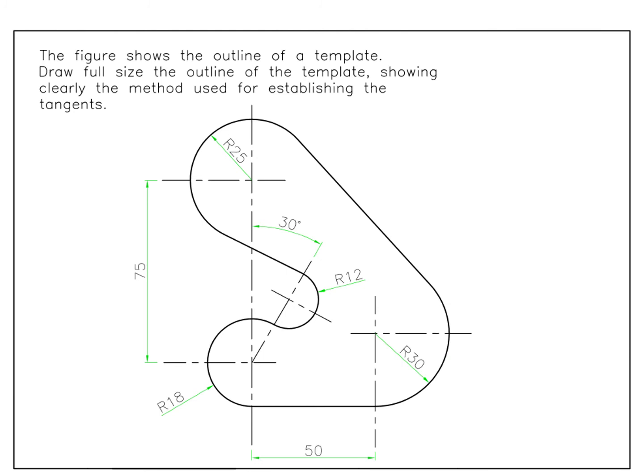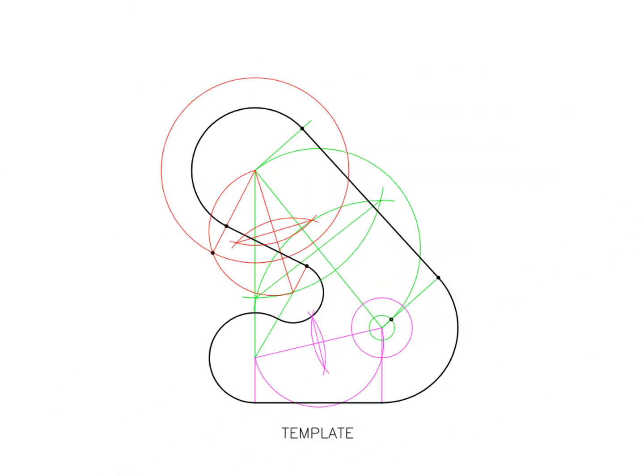Now let's apply these principles to the figure shown there. The figure shows the outline of a template, and we want to draw this template given these dimensions. The final drawing looks something like this here, where you have the tangents to show how we get the smooth transition from the lines to the curve. Now the drawing looks confusing. So how would we approach a question like this?